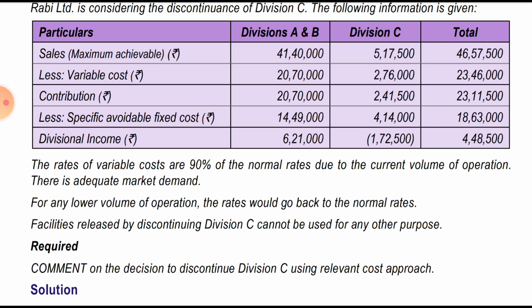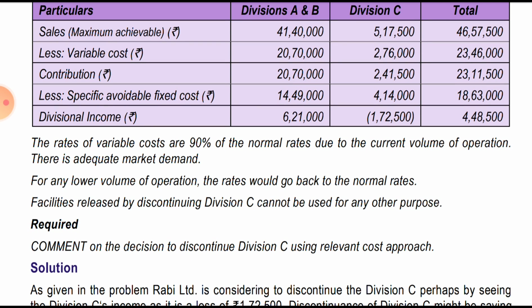We will read the entire thing, then we will conclude. The rates of the variable cost are 90% of the normal rates due to the current volume of operation. For the current volume of operation, there is adequate market demand, so it is 90%. But if there is any change in the current volume, then 100% of the variable cost will be incurred. For any lower volume of operation, the rates would go back to the normal rates.